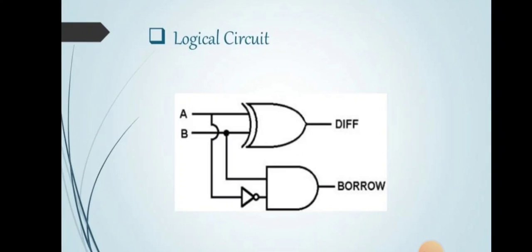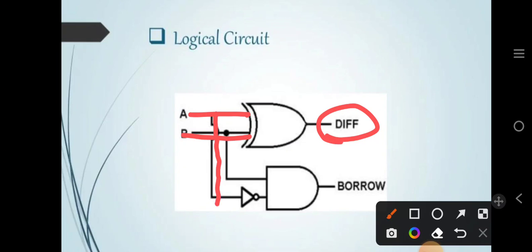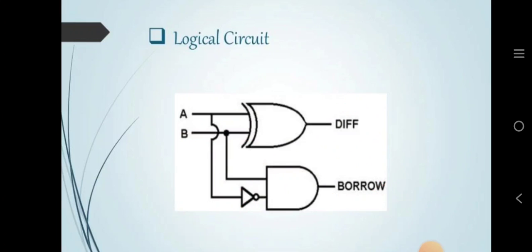Now the next step is to draw the logic diagram for these two equations, difference and borrow. Okay, so for difference the equation was A XOR B. So here you can see I have used an XOR gate, to which the inputs are A and B, and this is the difference. Now for the borrow, the equation was A bar B. So this is A. I have attached here a NOT gate. So this is A bar and this is B. So both the inputs are given to the AND gate and we have taken out the borrow. So this is the logic circuit for the half subtractor. So this is the end of the half subtractor.